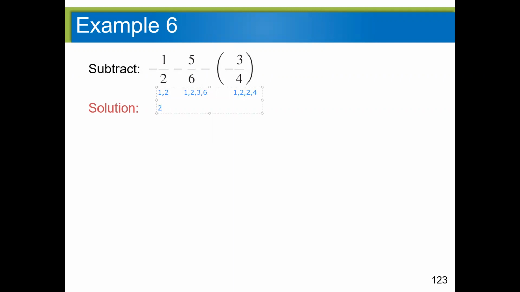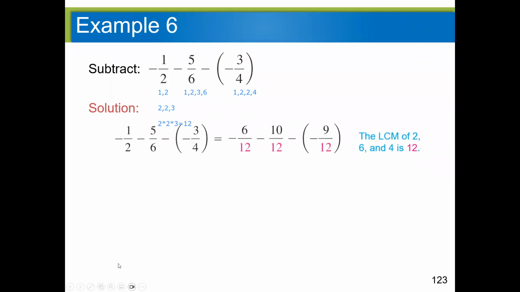They all need at least one 2. 4 needs a second 2. And 6 needs a 3. The ones in themselves are not relevant to this conversation. So what's 2 times 2 times 3 equal? Well, 2 times 2 is 4, 4 times 3 is 12. Least common denominator is 12. There you go.